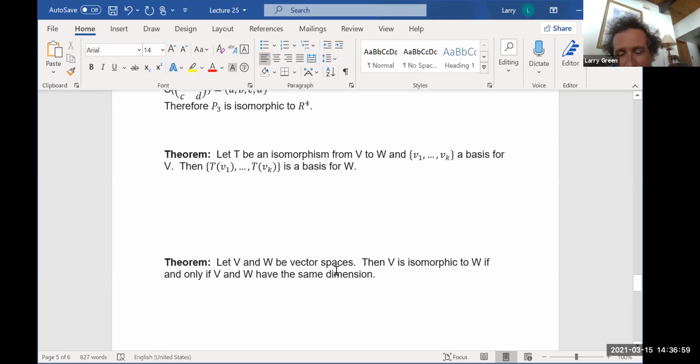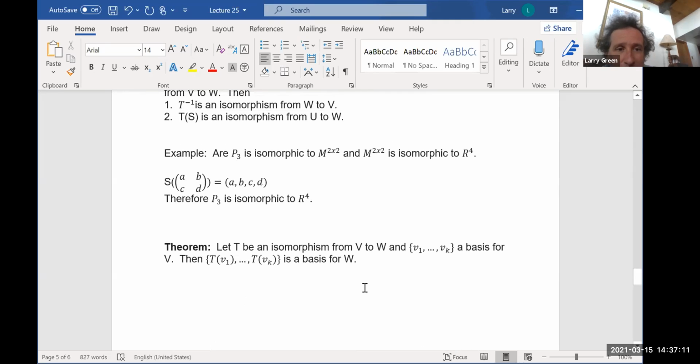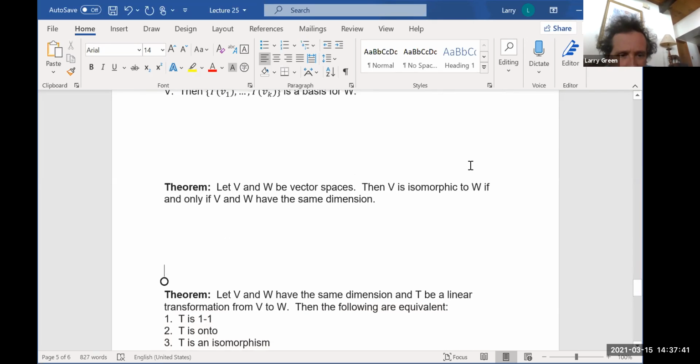Okay, if V and W are vector spaces, then V is isomorphic to W. This is really important. If and only if V and W have the same dimension. So notice in these examples, the dimension of P3 is 4. The dimension of M2 by 2 is 4. Dimension of R4 is 4. It's not a coincidence. So if the dimension is 4, then it's always isomorphic to P3, for example, no matter what you started with. Okay, why is that true immediately? Why is the theorem an easy one also?